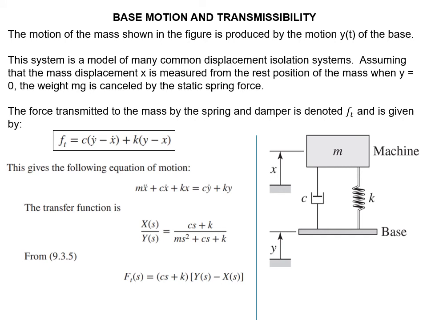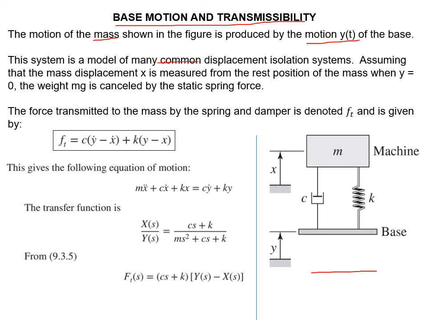The last example we're going to take a look at for an application is base motion and transmissibility. We have a mass m, shown in the figure below, and the motion of this mass is produced by y of t of the base. The system shown here is the model for many common displacement isolation systems.